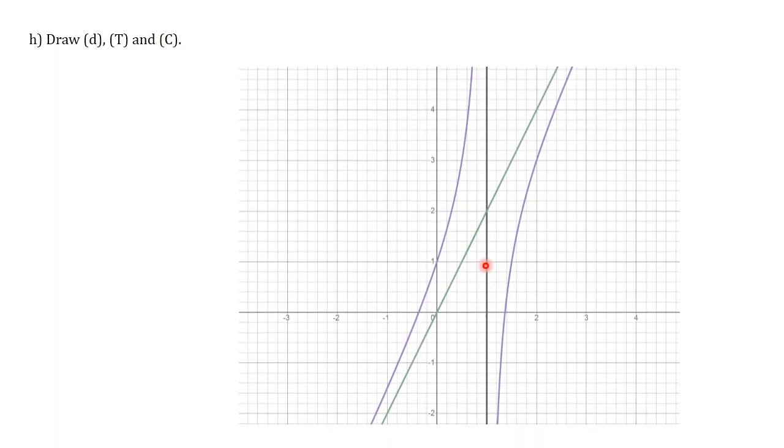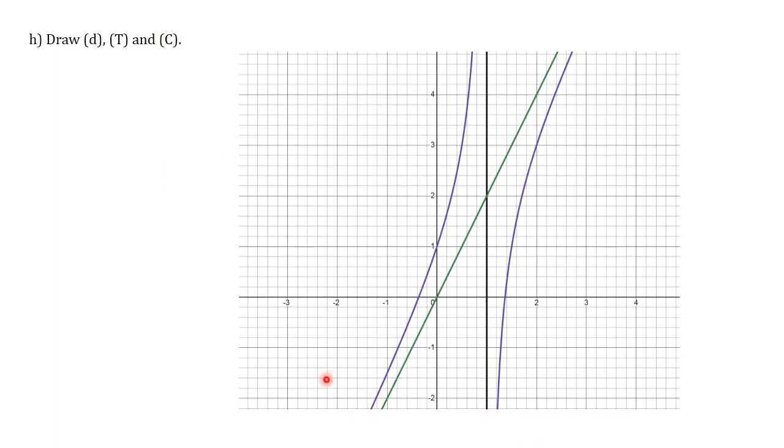So for the curve, this is the vertical asymptote, this is the oblique asymptote, and here we have increasing from minus infinity to plus infinity where the curve is above the oblique. Here we have increasing from minus infinity to plus infinity where the curve is below the oblique, and this is the point of intersection of the curve with the y-axis, and these are the points of intersection of the curve with the x-axis.